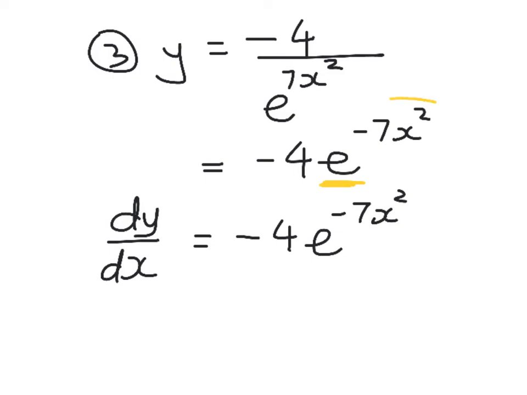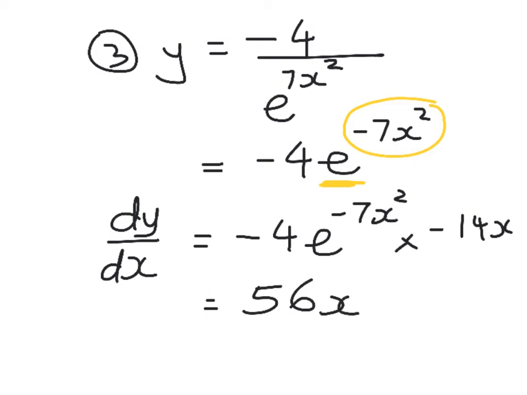Now we're going to differentiate the inner function here. So it's going to be times negative 14x. Putting that together, we get 56x e to the negative 7x squared. And one last question for a new slide.